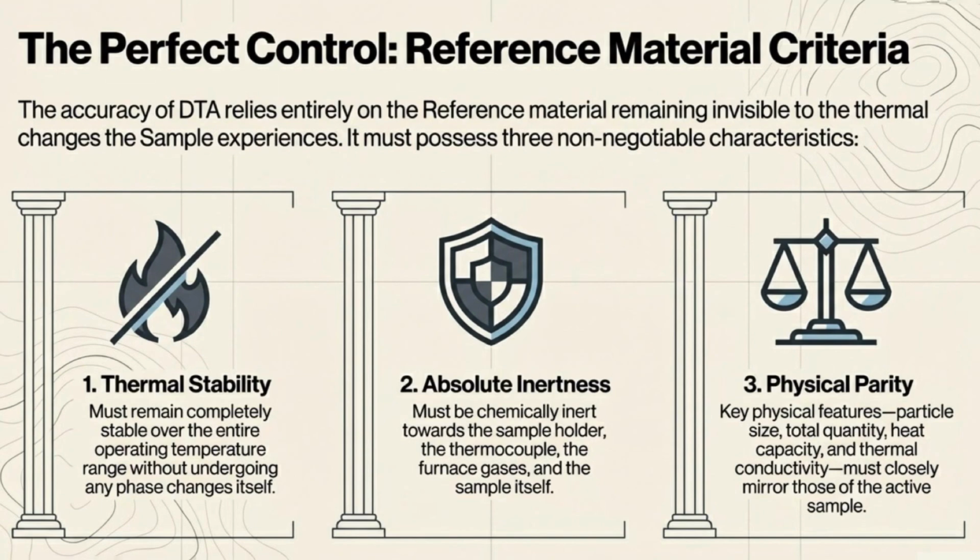Thermal stability means that it should operate at a wide temperature range, and it should be chemically inert, and it should not react with the thermocouple or with furnace gases or with the sample itself. Similarly, it should match the sample in particle size, quantity, heat capacity, and thermal conductivity. Ideally, we cannot prepare 100% matching reference material for our sample. However, we try to match as far as possible. In this way, the only change between the sample and reference will be that physical change, that is either exothermic or endothermic in nature.